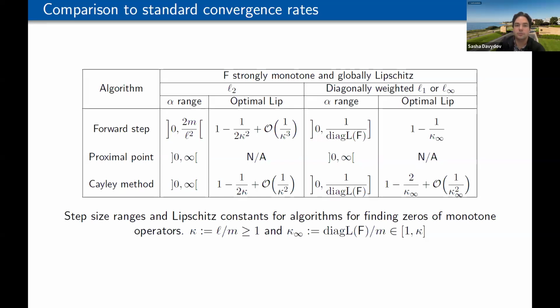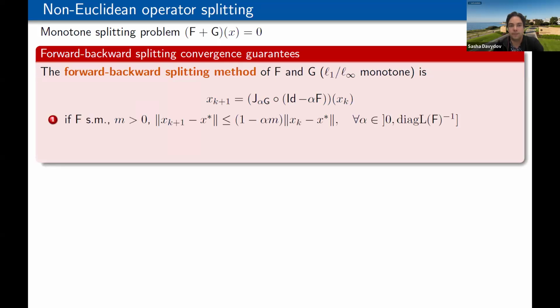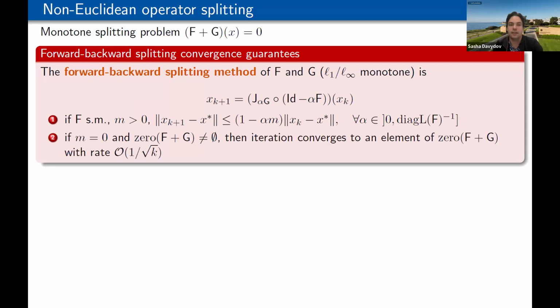Okay, so let's move on to splitting problems, where we now have F and G, and maybe one of them is complicated to evaluate, so I need to access it only through its resolvent. In that case, you can use either forward-backward splitting or Peaceman-Rachford. And again, you have the same general convergence results that you would get in the standard monotone operator theory, in the non-Euclidean case. Forward-backward splitting looks like this. You take a forward step in F and then a backward step in G through its resolvent. If both F and G are monotone, and F is strongly monotone, you get linear convergence. And if F is merely monotone and G is monotone, then again you get this sublinear convergence result, provided that the set of zeros is not empty.